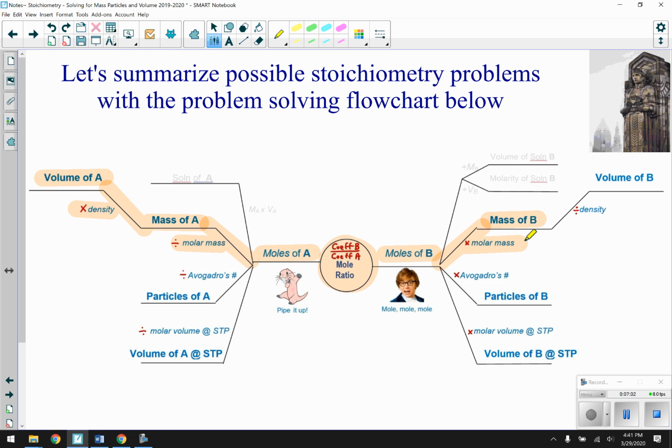So again, this flowchart will be posted with the PowerSchool assignment. You can use it to map out your stoichiometry problem strategies.